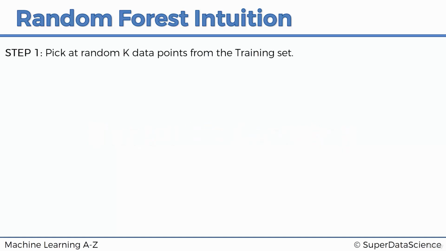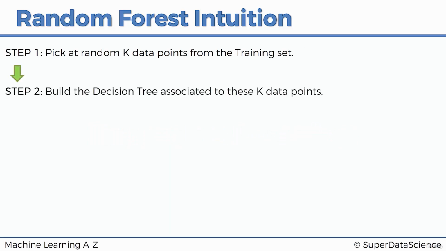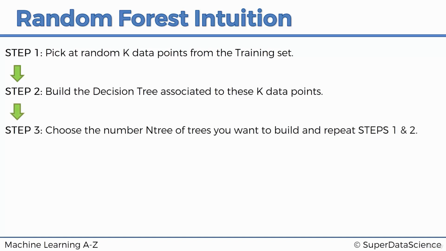So step one is you pick at random k data points from the training set. Then you build a decision tree associated to those k data points. So instead of building a decision tree based on everything you have in your dataset, you build a decision tree just based on some of the data points that you have, kind of like a subset of all of your dataset. Next, you choose the number of trees you want to build, and you repeat steps 1 and 2.